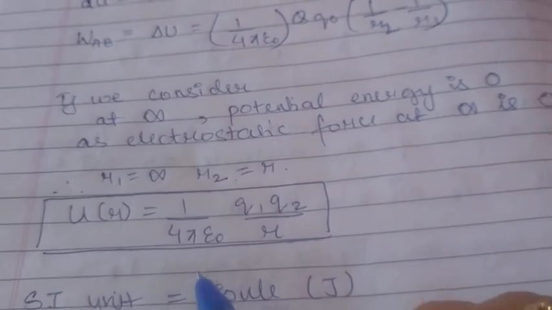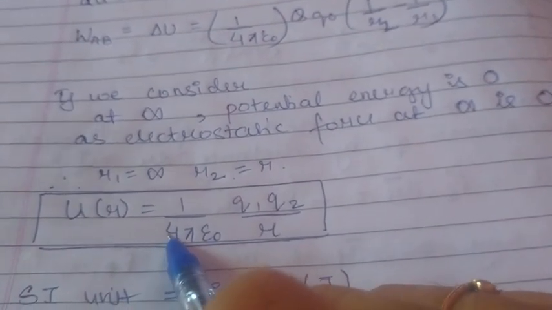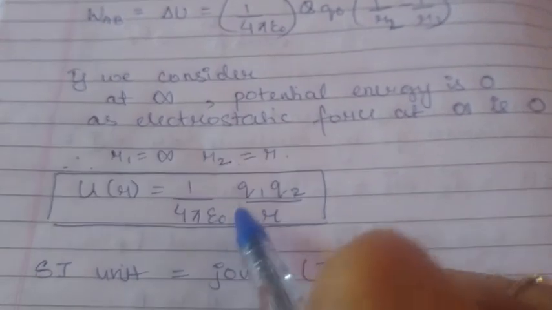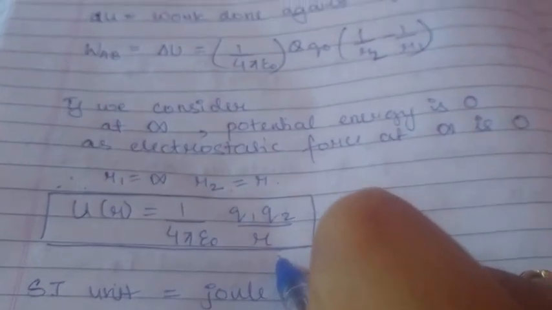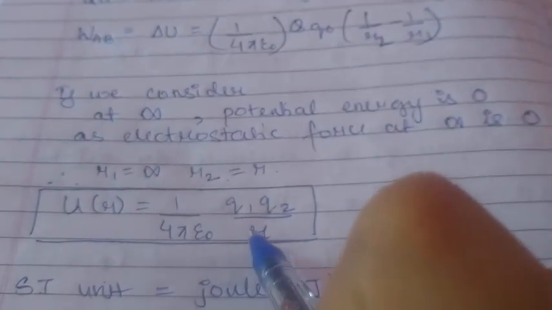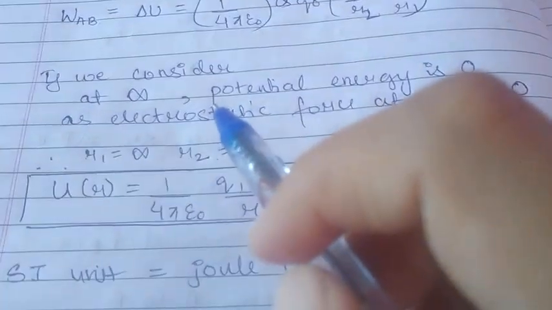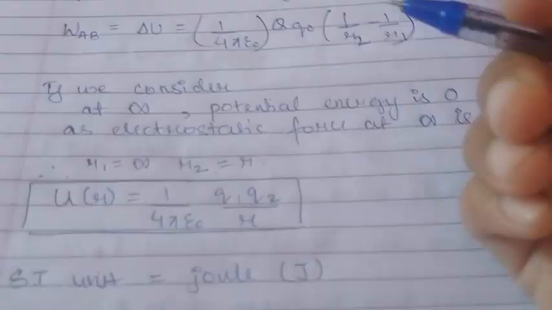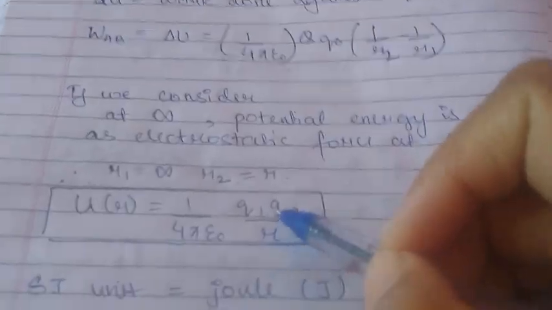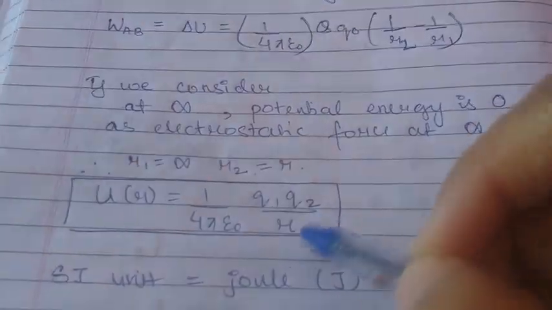So in this case you can say that the potential energy is 1 upon 4 pi epsilon naught q1 q2 by r. So you can say that this formula gives the potential energy, the work done to bring a test charge from infinity to a point. So this is the final formula for potential energy.